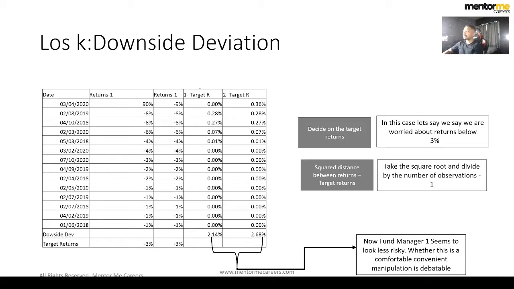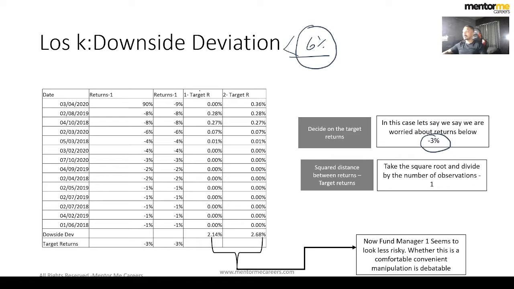So the solution for that is to calculate downside deviation, in which you only look at a target return. Let's say you say that I only want to find out the standard deviation of values below 6%. Or in this case, let's say the target return is 3%. So I am only interested in the deviations which are below minus 3%, right? All the other values we will have to ignore, right?